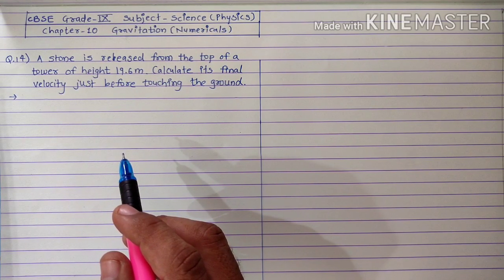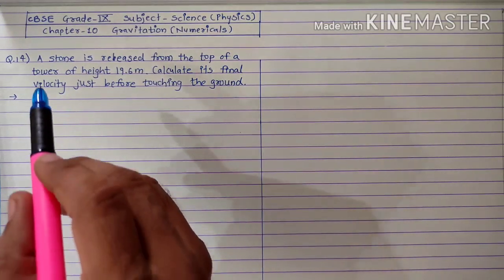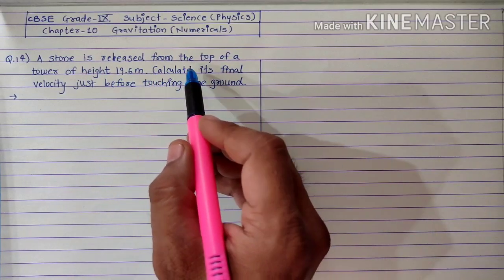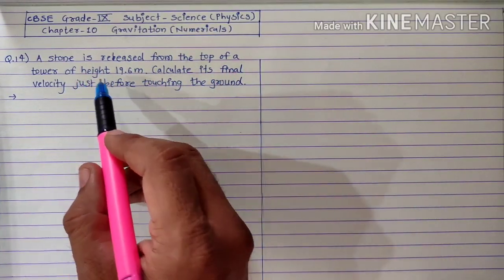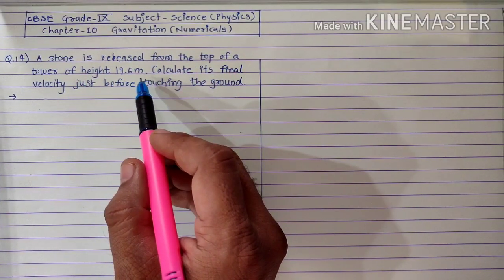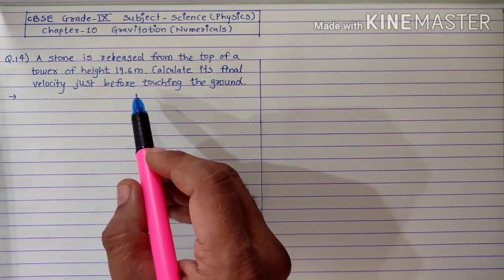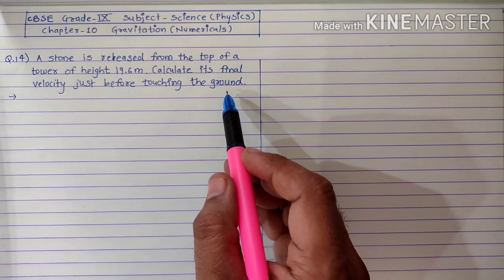Today we are going to study question number 14 of chapter 10, Gravitation. So let's begin. Here the question is: a stone is released from the top of a tower of height 19.6 meter. Calculate its final velocity just before touching the ground.